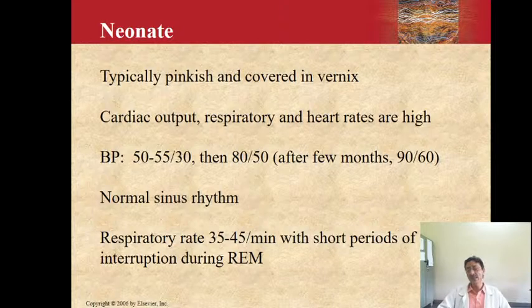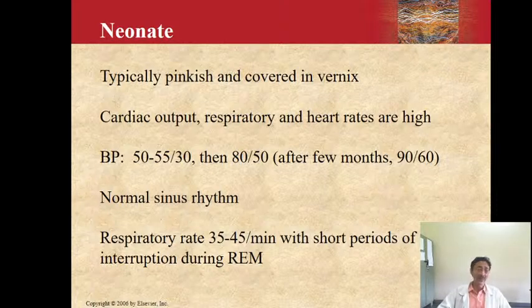Now how do you see a neonate? When a neonate is born, it is typically covered in vernix, a white greasy or cheesy substance, and the neonate when born should typically be pinkish. The cardiac output is high, the blood volume itself is 500 ml, the respiratory rate is high, the heart rate is high. The heart rate, as I said initially, in newborns is somewhere around 120 to 140 per minute. The respiratory rate is around 40 per minute.